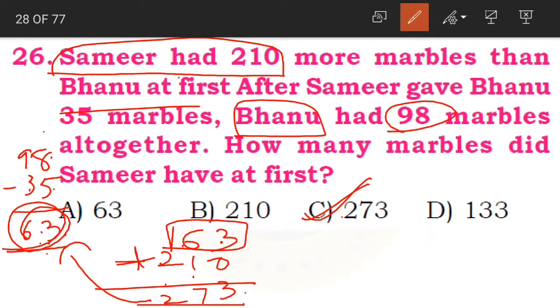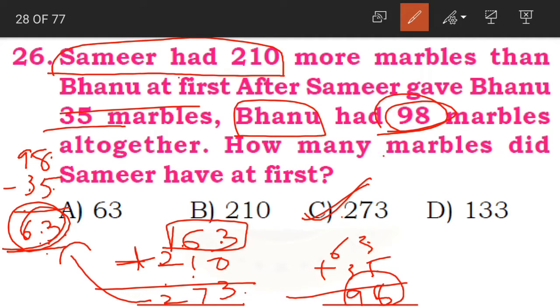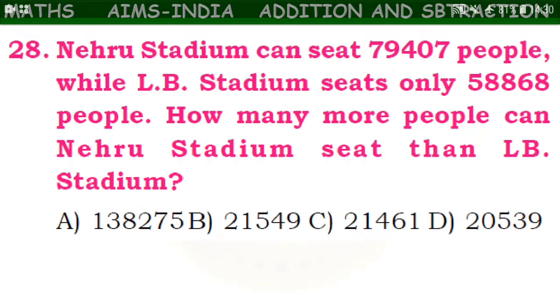Then what did Samir do? Samir gave 35 marbles. Yes, that means 63 plus 35. Yes, Bhanu had 63. Now Samir gave 35 to him. 3 plus 5 is 8. 6 plus 3, 9. Now Bhanu has how many? 98 marbles. Clear, children? See, these are very simple if you understand what they are saying in the question. Okay. What should be the answer? Marbles Samir had at first. That is 273.